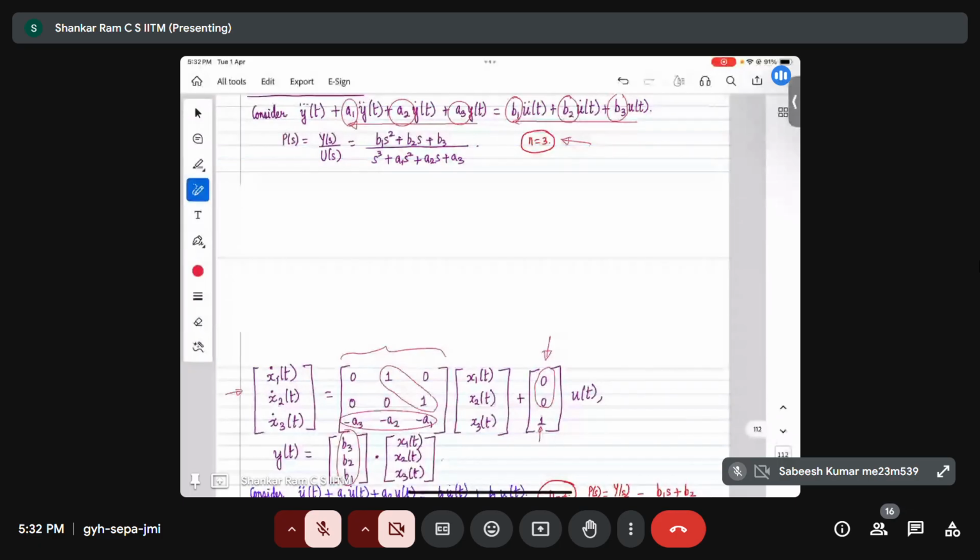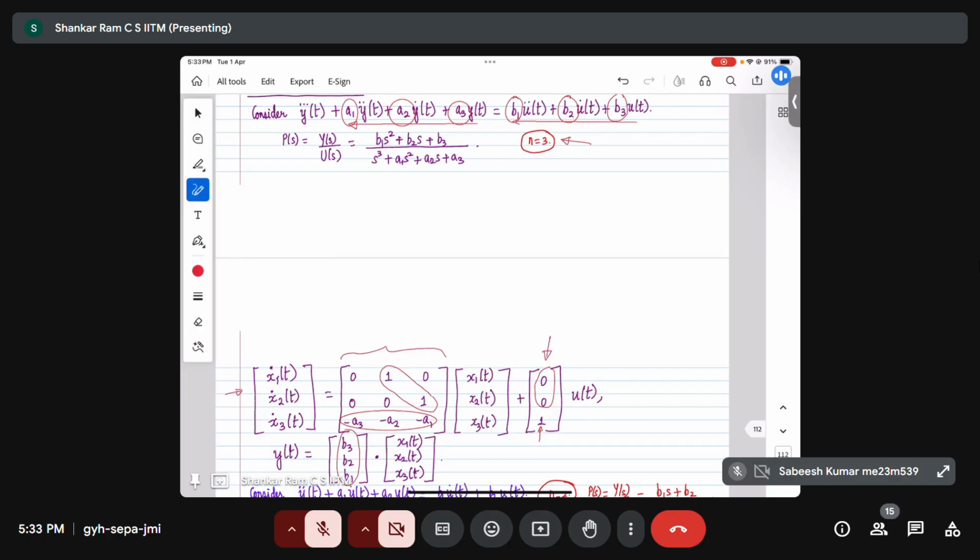This is one way to write the state space representation. If you recall, when we looked at state space representation, there can be an infinite number of state space representations. So this is one such state space representation, which is called the controller canonical form. We'll see why it is useful as we go forward and try to design controllers using state space representation.